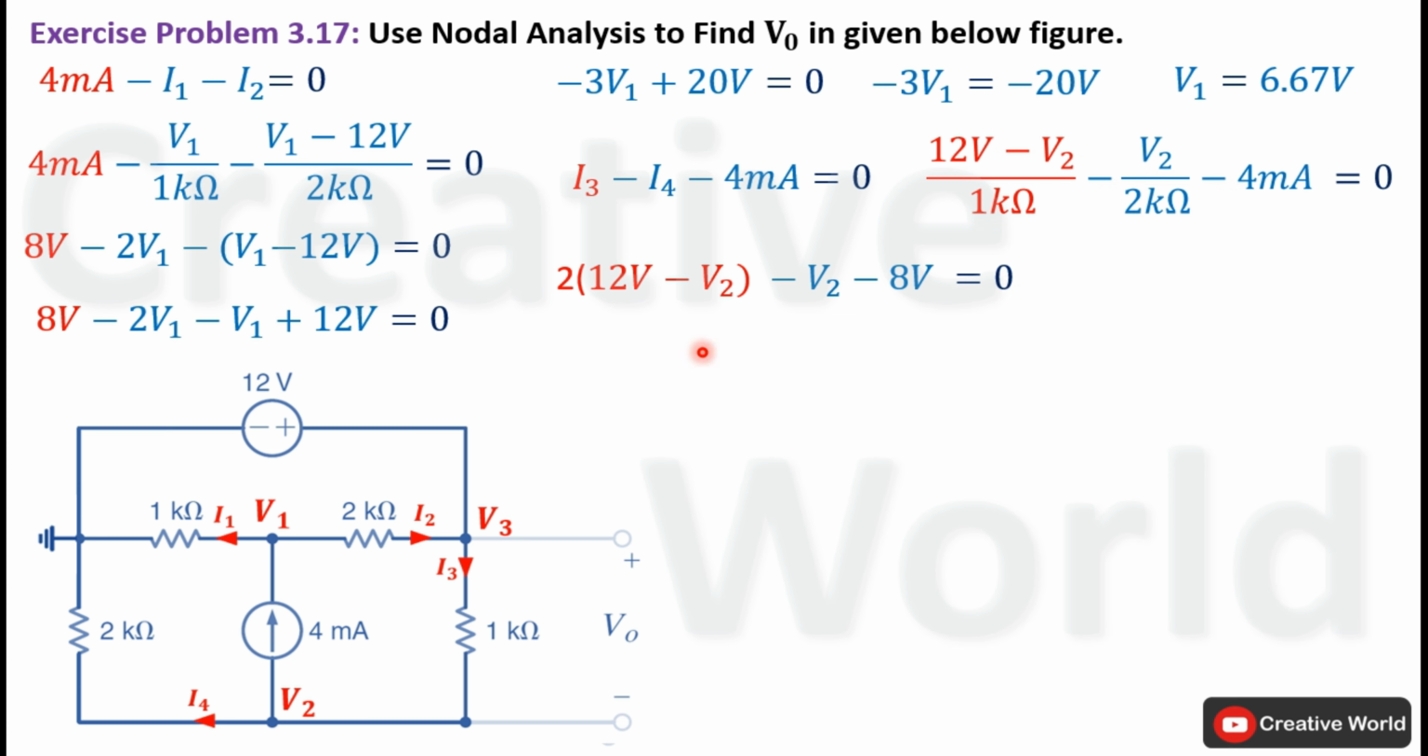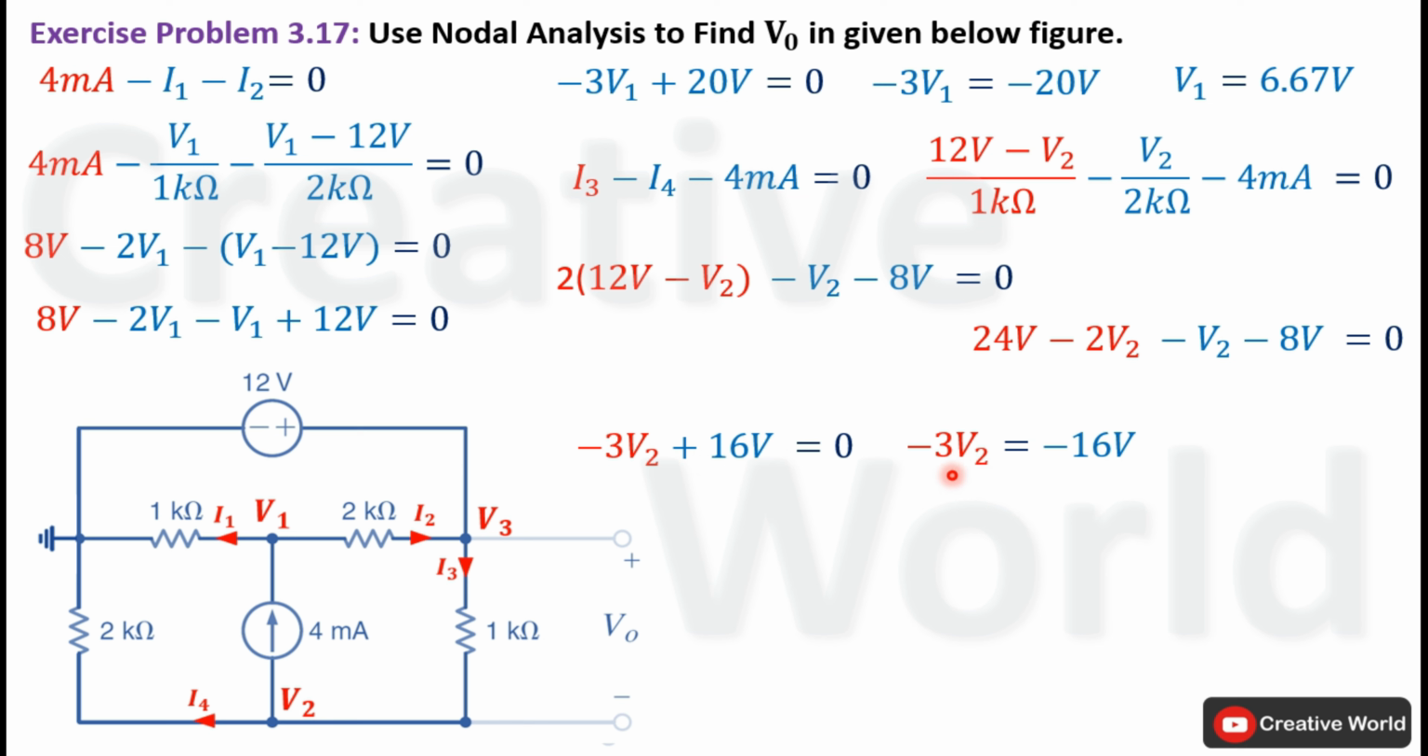Now open these brackets. 2 will multiply with 12 volt, it will become 24 volt, and 2 will multiply with minus V2, it will become minus 2V2. Add constants together and variables together, the equation will become minus 3V2 plus 16 volt equal to 0. Place 16 volt on the other hand side of equal and divide on both sides with minus 3 to calculate the value of voltage V2, that will become 5.33 volt.